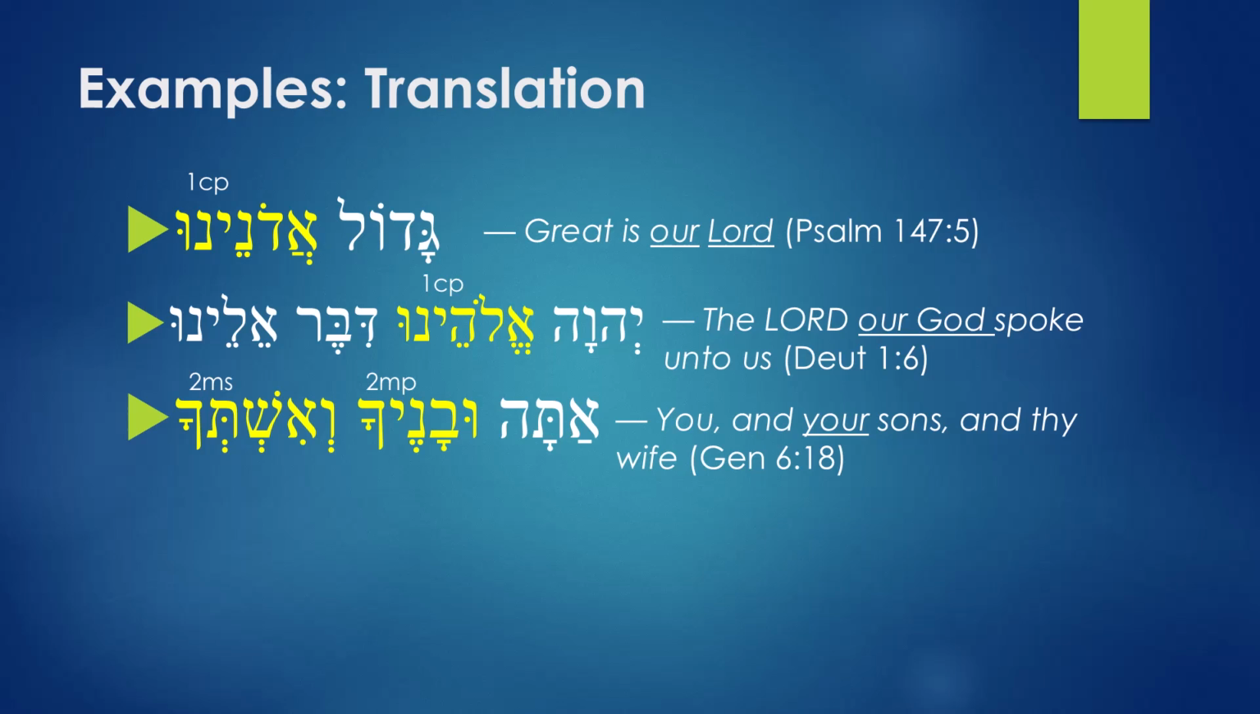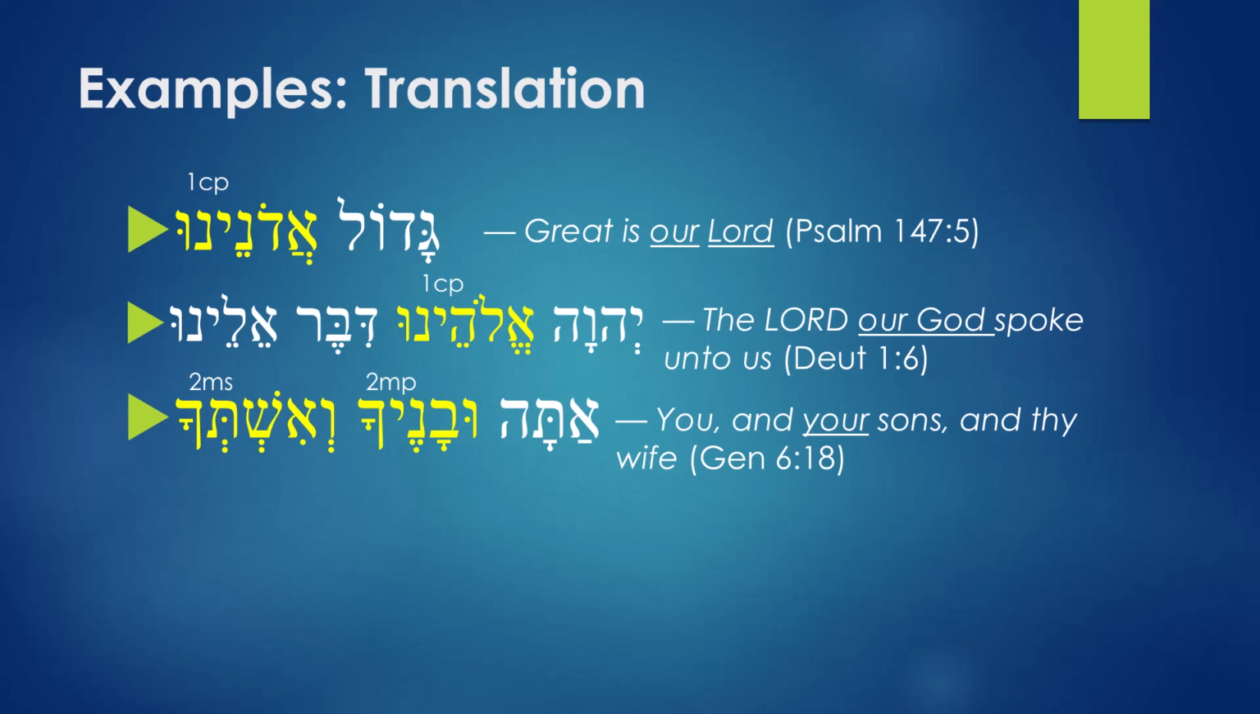And then you have this example here. Ata ovanecha veishtecha. Now, these two nouns at the end there, they have pronominal suffixes. You can see echa and cha. Those two have pronominal suffixes. So let's try to identify them. By the way, ata means you. We looked at this in our previous chapter. Ata means you.